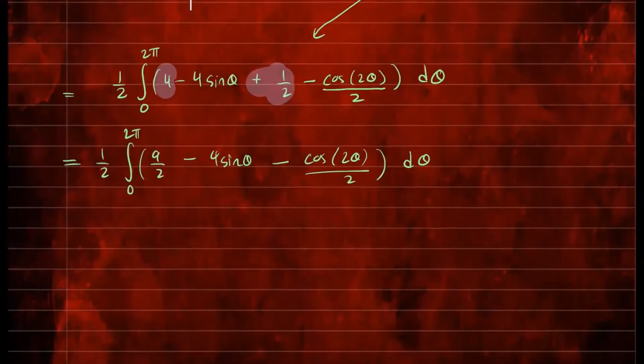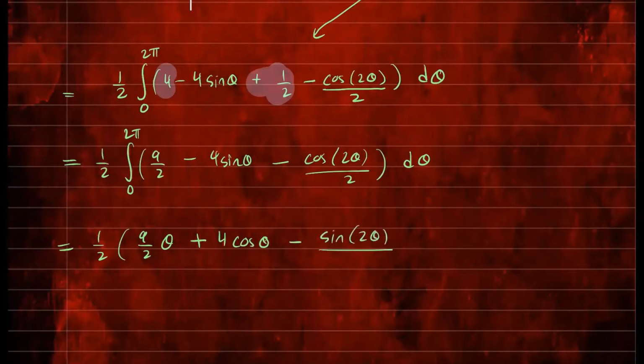So the integral of 9 over 2 with respect to theta, that's going to be just 9 over 2 theta. The integral of sine theta will be negative cosine, so the negative in front of negative 4 will cancel. That'll be plus 4 cosine theta. And the integral of cosine 2 theta will be sine 2 theta over 2. So this is minus sine 2 theta over 4. And we're going to take it from 0 to 2 pi.